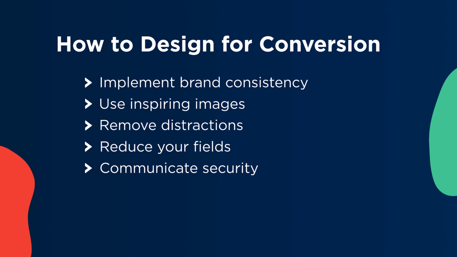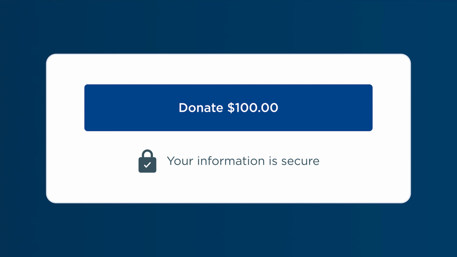Fifth, communicate security. When someone decides to give via donation page, they are also choosing to submit sensitive and personal information. This can be scary for potential givers if your donation forms do not reassure them that their information is safe. Now, you can follow best practices and guidelines to make sure that your donation form is secure, but the question at hand is how can you communicate that to your donors? A simple way to do this is to include a padlock icon or any sort of security visual on your donation form. This helps communicate to your donors that their information is in fact secure.